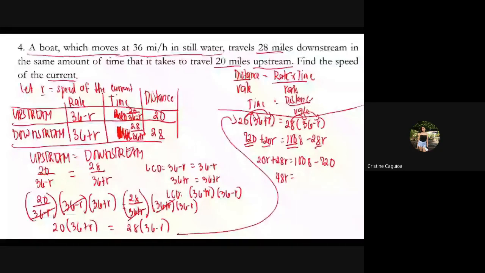1,008 minus 720, that's 288. That's correct, John Mark. So dividing both sides by 48, R is equal to 6. The solution will not stop there. So thus, the rate of the current is 6 miles per hour.